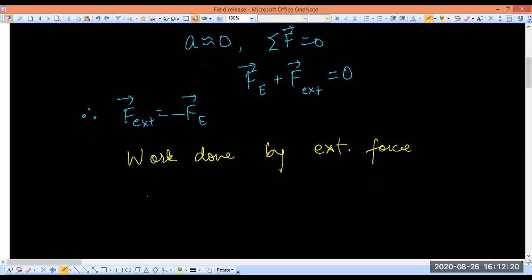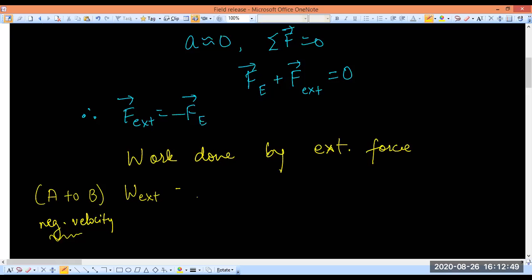So this is W external, the work done in going from the point A to the point B. The work done by the external force while taking the charge from A to B in a very slow manner, without acceleration, with negligible velocity.